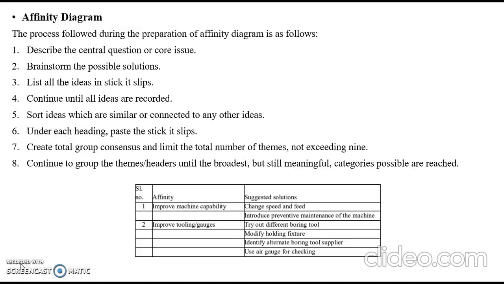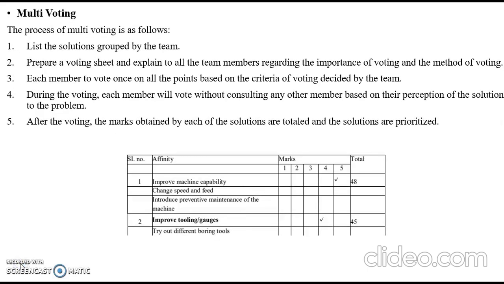in the next sessions. And the next tool is multi-voting. This multi-voting is a very useful tool which helps to prioritize the solutions identified during the brainstorming session and characterized by affinity diagram. The first step in the process of multi-voting is to list the solutions grouped by the team. That is the solutions given in a brainstorming session. They will list all the solutions grouped by the team.